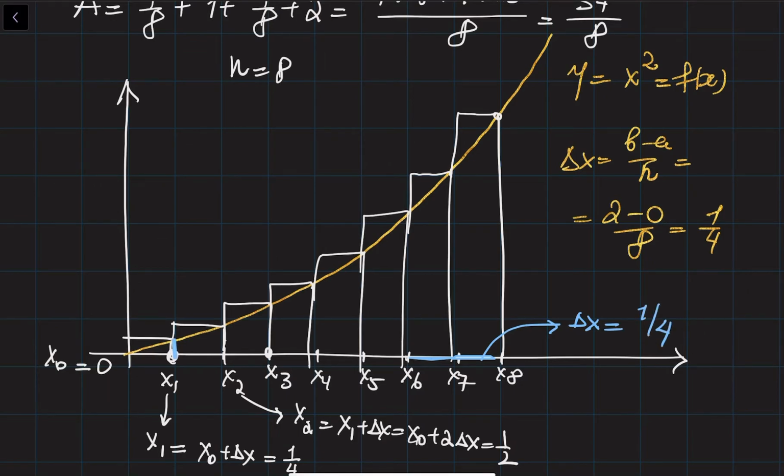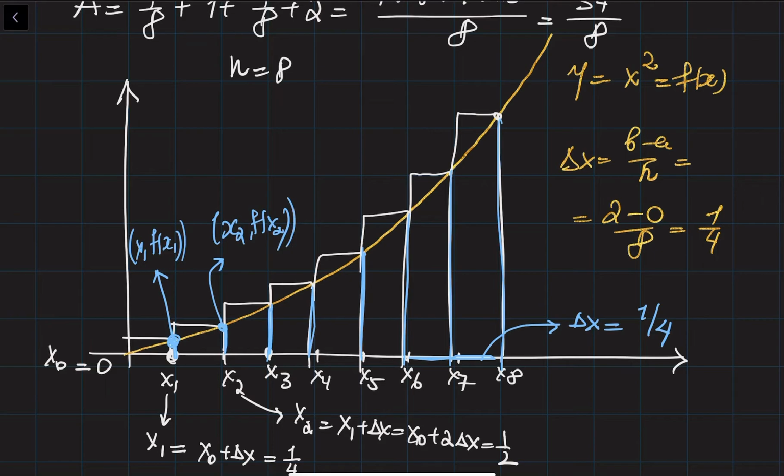The heights of the rectangles actually are going to be given by the coordinates of the points on the curve at that certain point. So here, the coordinates of this point are x1 and f of x1. The coordinates of this point here are x2 and f of x2, and so on. The coordinates of the last point here are going to be x8 and f of x8.